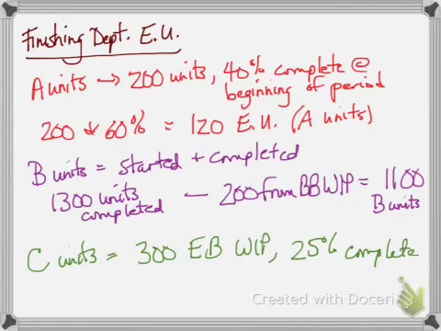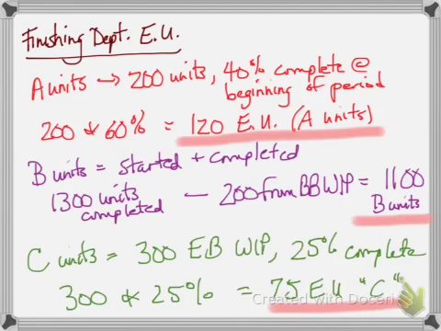And then in category C, if we had 300 units, but they were 25% complete, equivalently, that's like starting and finishing 75 units. So the equivalent units in the finishing department would be 120 in category A, 1,100 in category B, and 75 in category C.